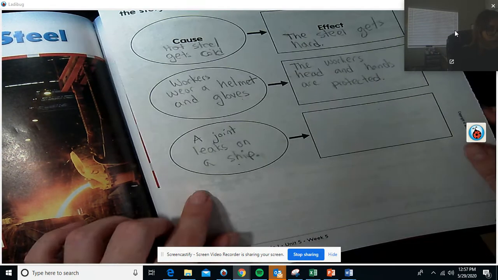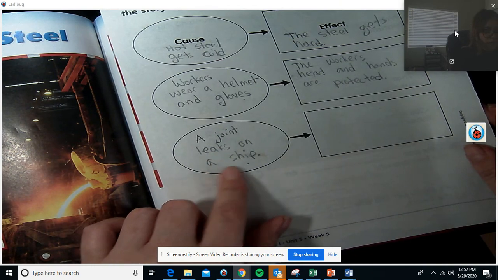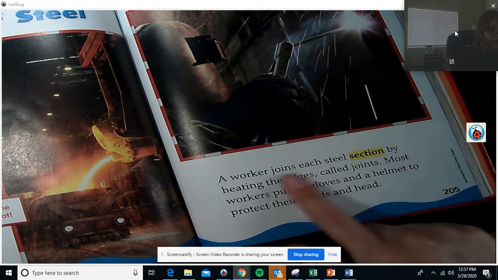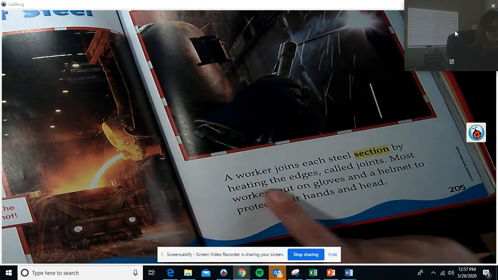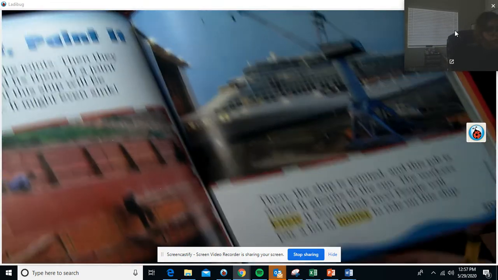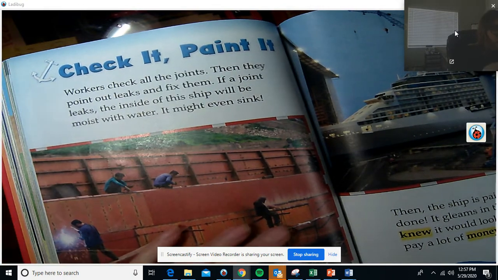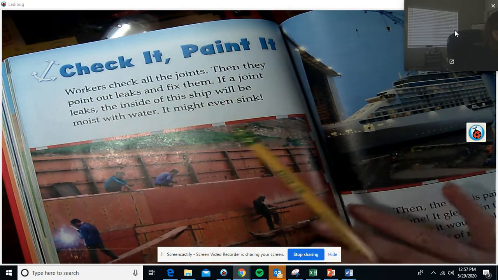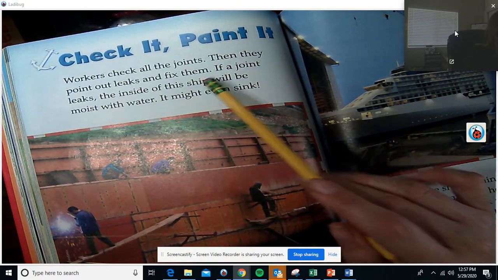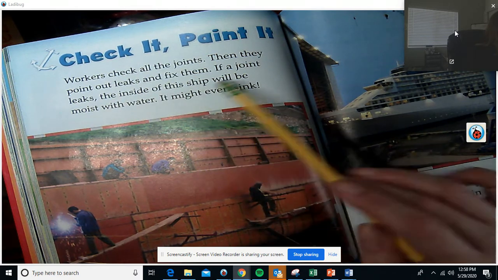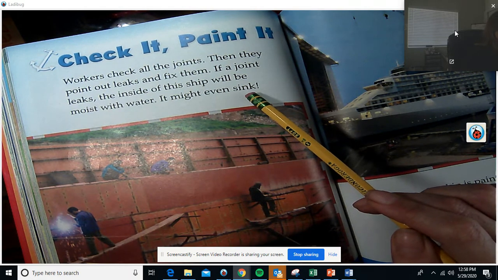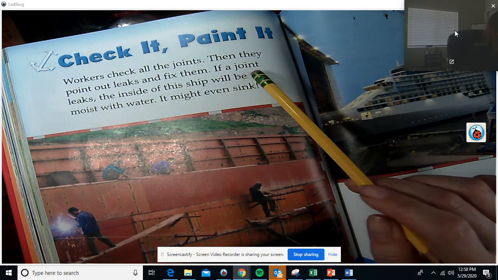Okay, let's keep reading. Our last cause is a joint leaks on a ship. So let's figure out what happens when a joint leaks on the ship. So remember, these guys are joining two pieces by heating them up, and that's called a joint. Check it, paint it. Workers check all the joints. Then they point out leaks and fix them. If a joint leaks, the inside of the ship will be moist with water. It might even sink. So what happens if a joint leaks?